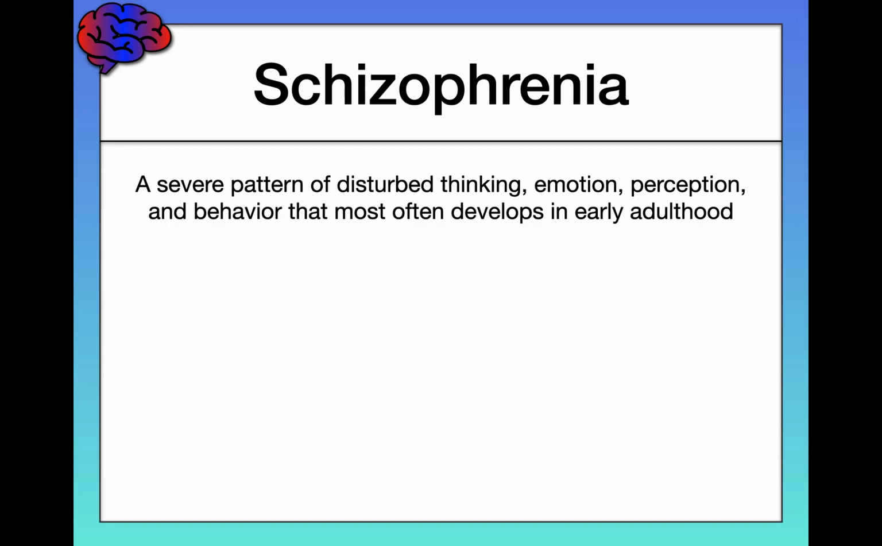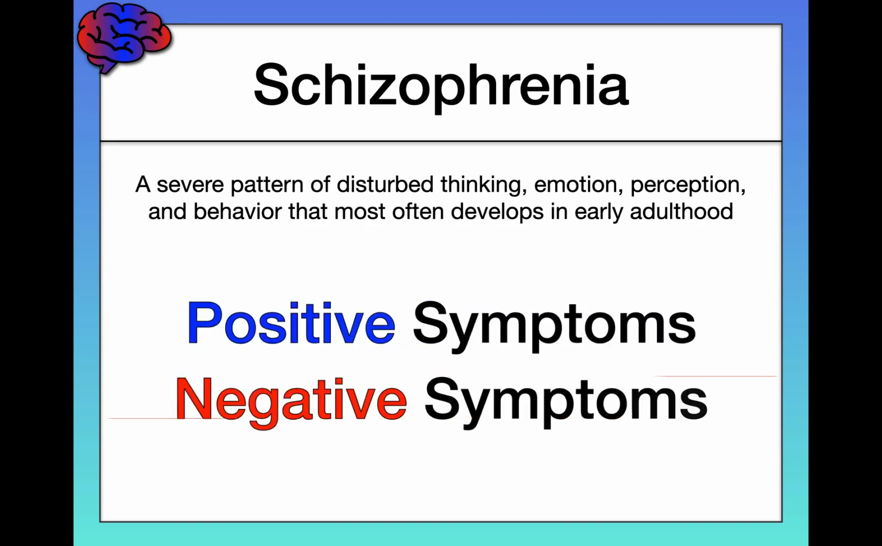The lifetime prevalence of schizophrenia is about 1%, meaning that 1% of people in the world will meet the criteria for the disorder at some point in their lifetimes. So next, let's discuss the symptoms of schizophrenia, which, as you probably noticed, can be either positive or negative.